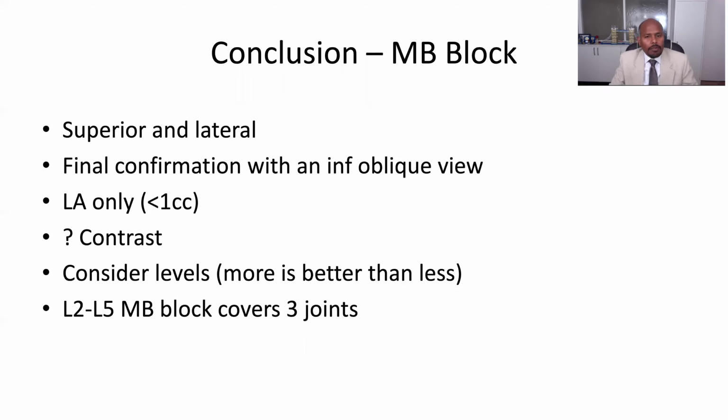And when it comes to levels, I would probably think blocking more is better, because sometimes you have a patient where you just do one block, one level, let's say L5-S1, and the question that comes back is they've got 50% improvement. The question is whether you actually covered all the areas of the pain generator, especially have you missed the L4-5 or L3-4? So blocking L2 to L5 medial branches would cover 3 joints, which actually gives you a better way of diagnosing if the pain is definitely coming from the facet joints or not.